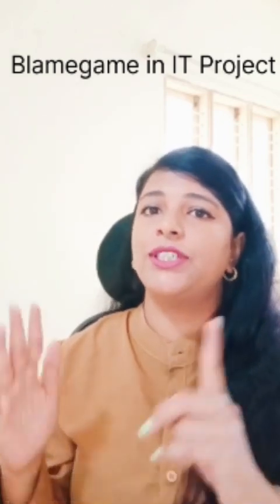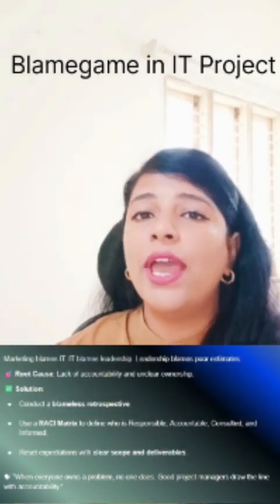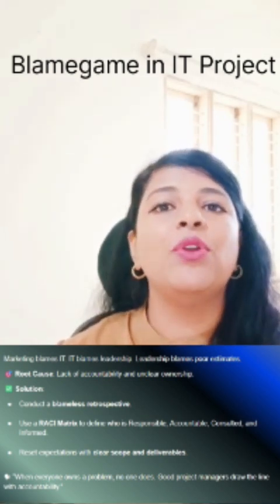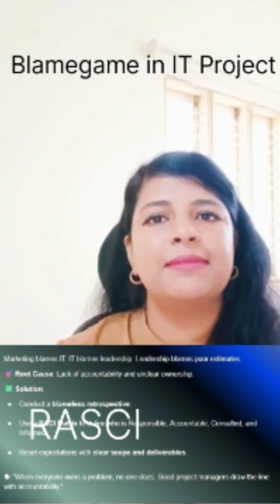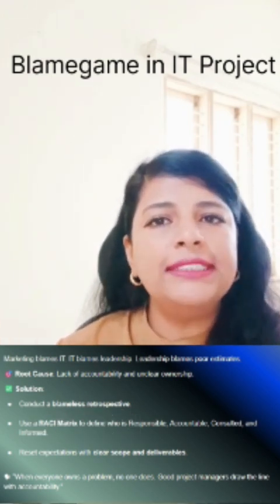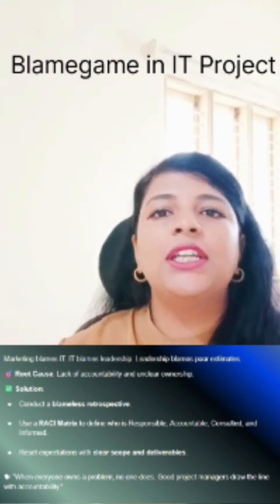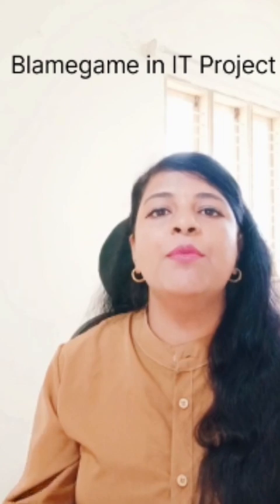The best approach here is to hold a blameless retrospective where the core focus is on process improvement, not on pointing fingers. Introducing tools like RACI matrix helps clarify these roles and responsibilities so everyone knows what to do. Re-establishing clear scope, deliverables and expectations helps the team reset and move forward with clarity.